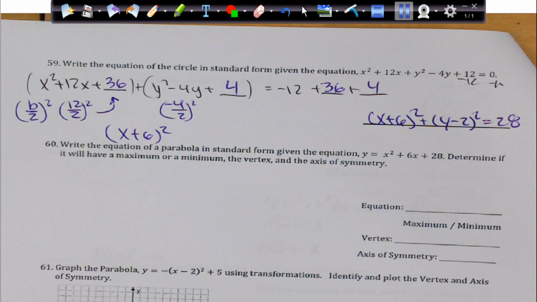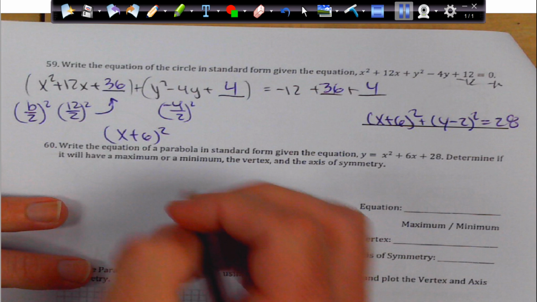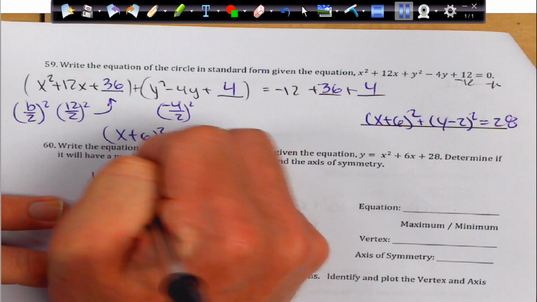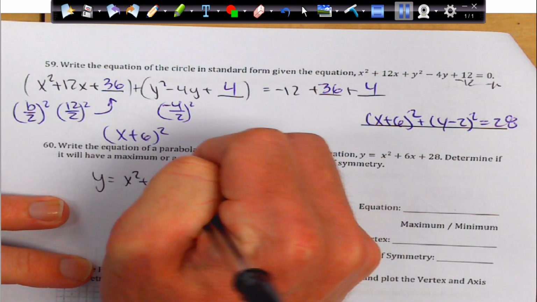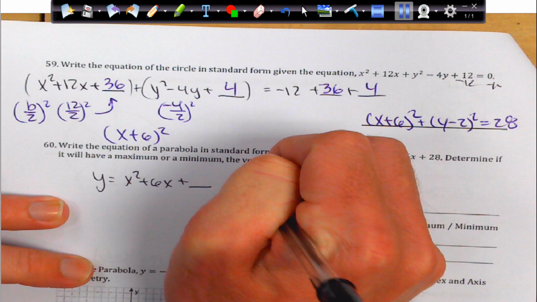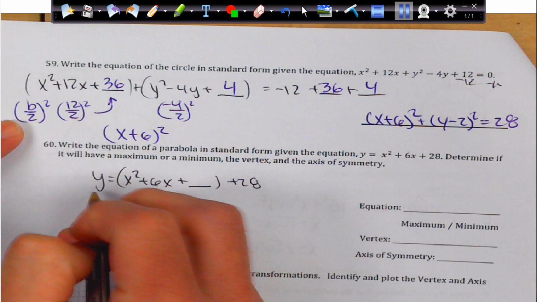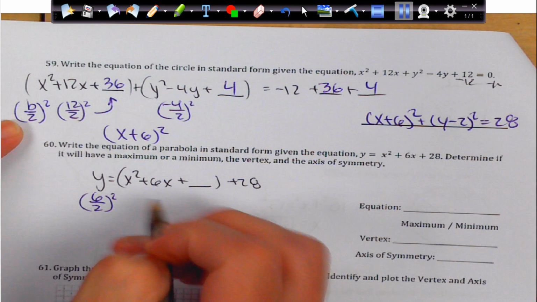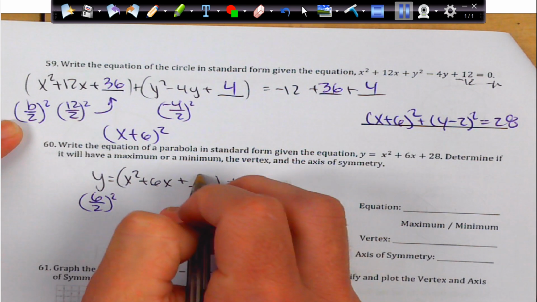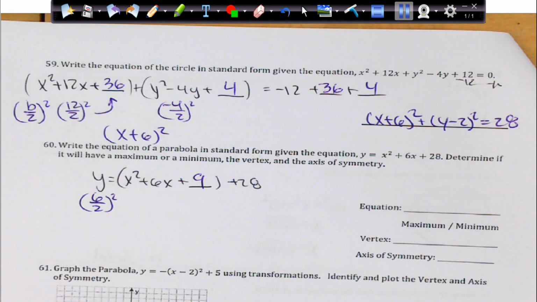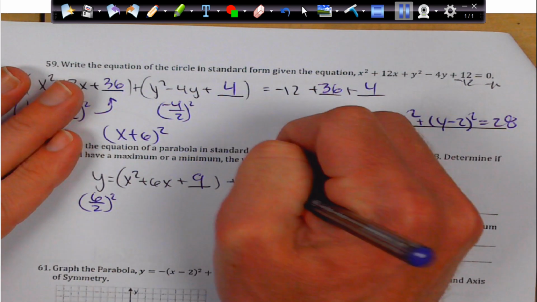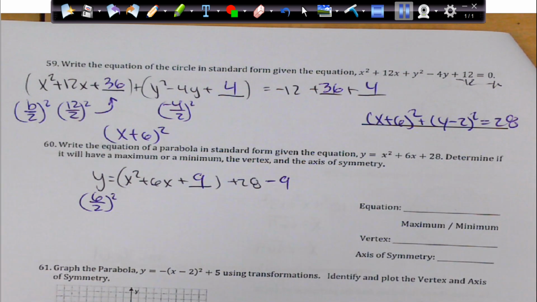Write the equation of a parabola in standard form given this form. So we get y equals x squared plus 6x plus blank, and we're just going to push 28 off to the side for now. Same thing, we're going to do b divided by 2, so that's going to be 6 divided by 2 squared. That's 3 squared, which is 9. Now here's the difference. Normally we'd add 9 to the other side to keep it balanced, but since we're staying on the same side, we're going to subtract 9 on the outside, so it does stay balanced.